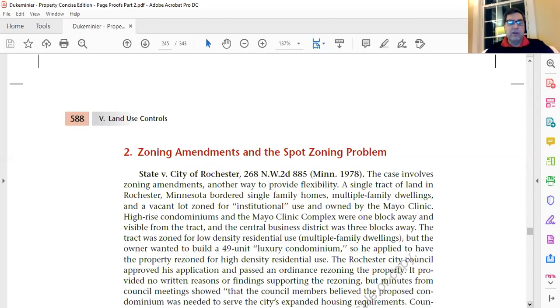It was currently, or at the time that they applied, it was zoned for single-family residential use. They want it rezoned to high-density residential use so that they can build a 49-unit condominium on the property. And so one issue the court wrestles with is, how do you characterize a zoning issue? And there is case law in different jurisdictions supporting two different ways of looking at a zoning amendment that affects only one parcel of land.